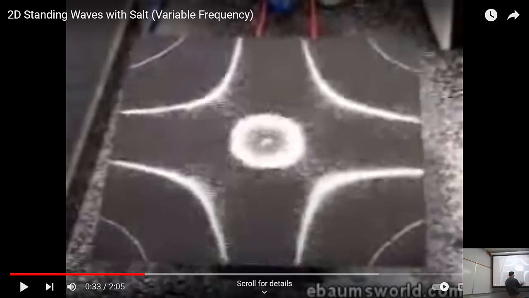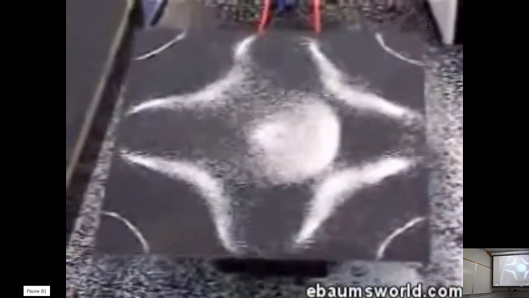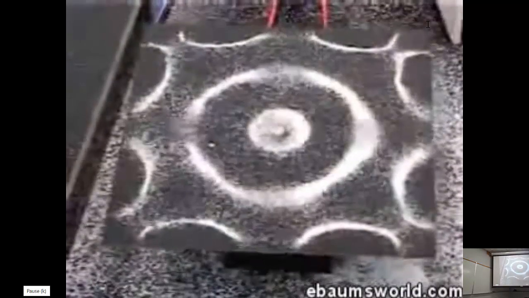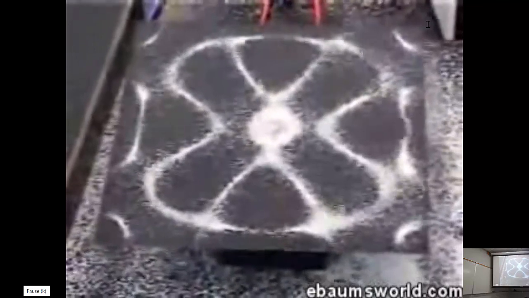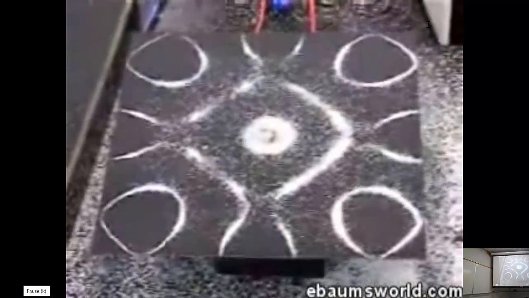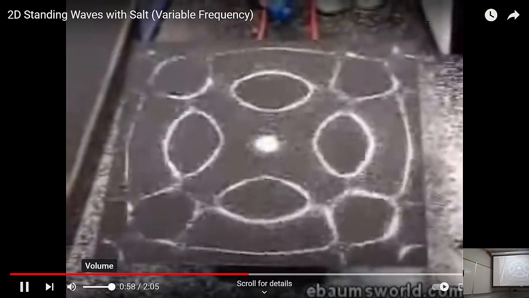This plate can't vibrate at any frequency it wants. The plate has specific frequencies that it vibrates, and those are called allowed. Everything else is forbidden. The frequencies of the plate depend on the material it's made out of and how big it is. So that's forbidden, forbidden, forbidden, forbidden, forbidden, and then that's allowed. These are getting higher and higher in energy.